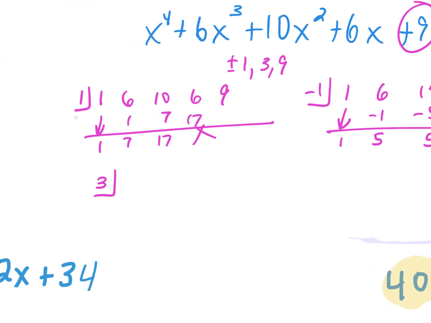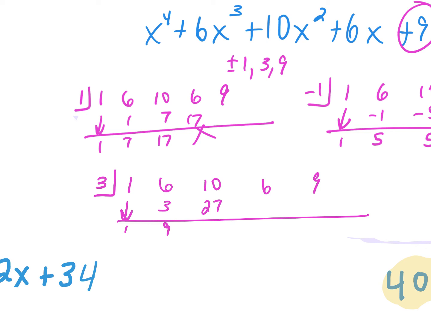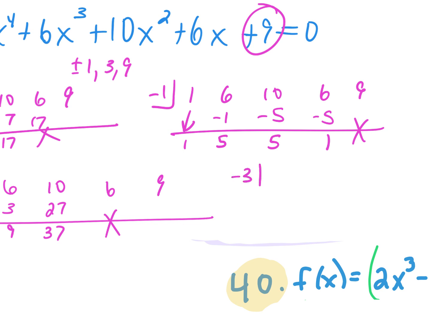Negative 3. Okay. I'm going to try positive. I always go positive, then negative. If you want to try negative, go ahead. But 1, 6, 10, 6, and 9. 1 times 3 is 3. 6 plus 3 is 9. 9 times 3 is, what is it? Okay, 10 and 27 is, wait, is this going to work? Ay, ay, ay. Now I go to negative 3.